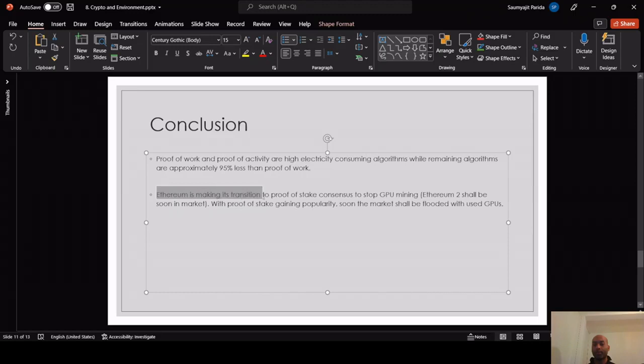Ethereum is making a transition, as we already discussed, to proof of stake. To stop GPU mining, Ethereum 2 shall be soon in the market. With proof of stake gaining popularity, soon the market shall be flooded with used GPUs. That is another negative impact, but that is beyond the debate of this video.